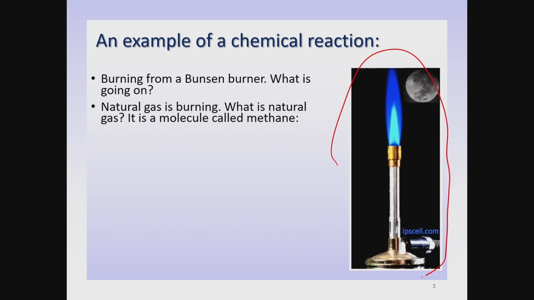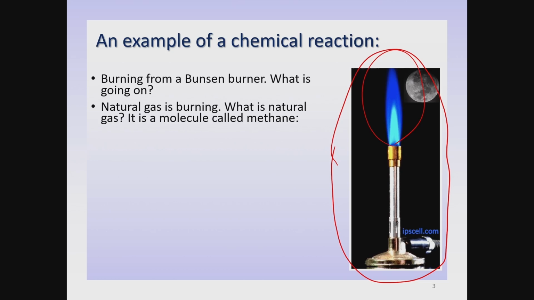If you were ever in some kind of chemistry lab, maybe the teacher asked you to break out something called a Bunsen burner, and then you turned on the natural gas, and then you ignited the natural gas and it burned. You got this nice blue flame here. And this blue flame is occurring because a chemical reaction is going on.